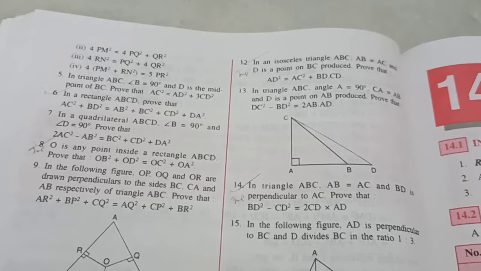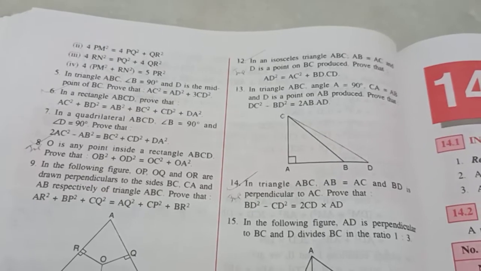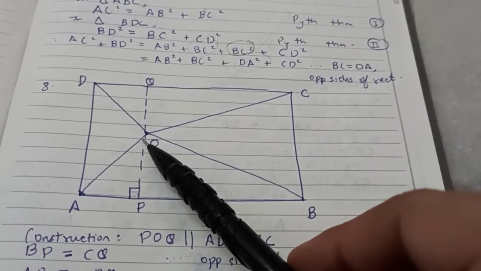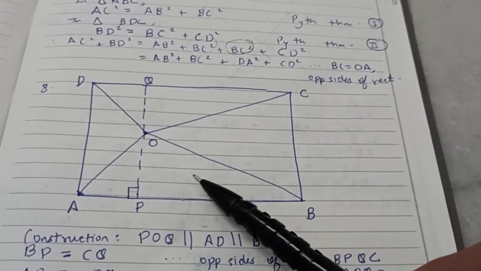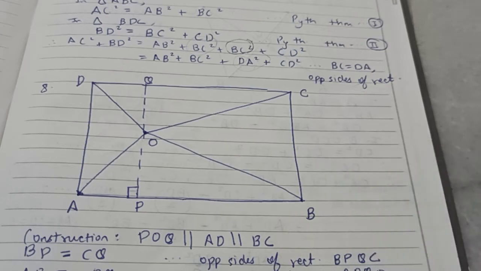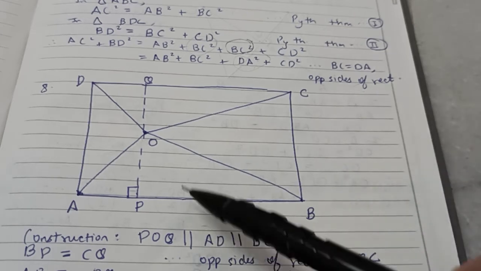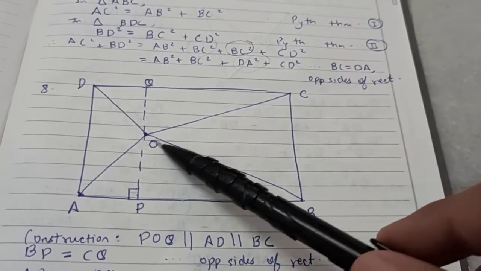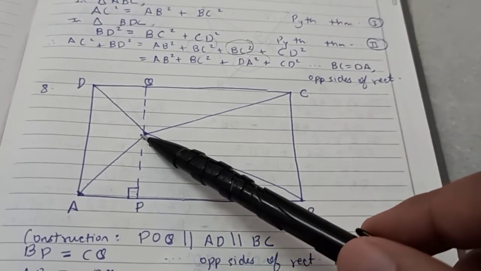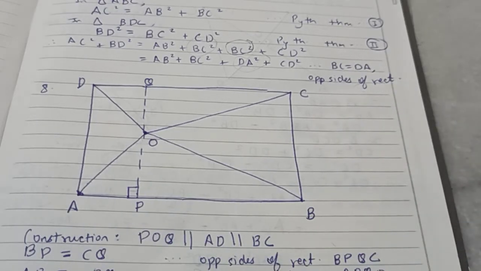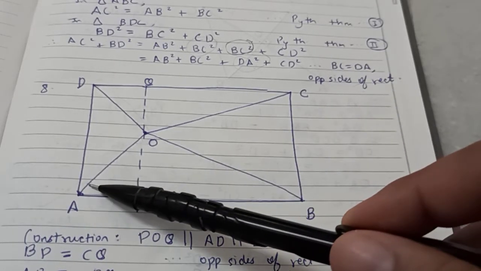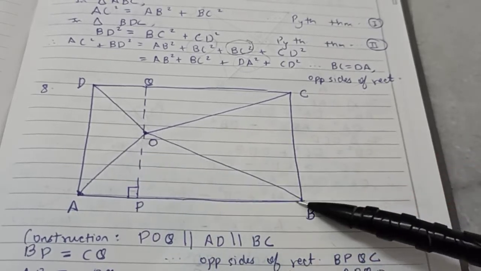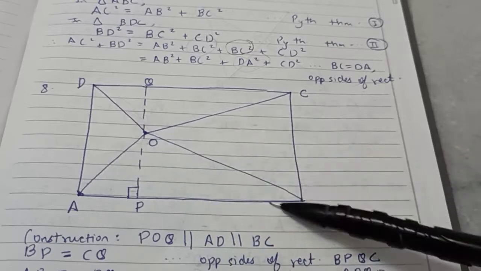The eighth question again is in a rectangle, but there is a point O anywhere in between. So here's a point O anywhere inside the rectangle, and we have to prove OB squared plus OD squared gives you OC squared plus OA squared. Now note that angle AOB is not 90 degrees, so I cannot use Pythagoras theorem in triangle AOB.